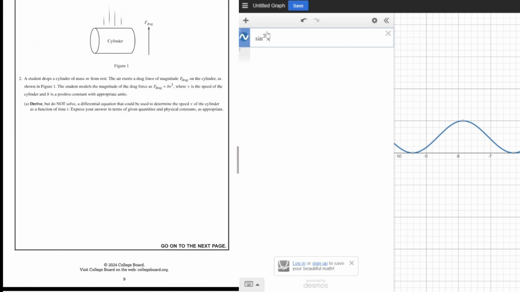Okay. So a student drops a cylinder of mass m from rest. The air exerts a drag force, F drag, on the cylinder as shown in figure 1. The student models the magnitude of the drag force as F drag equals b v squared, where v is the speed of the cylinder and b is a positive constant with appropriate units. Derive, but do not solve, a differential equation that could be used to determine the speed v of the cylinder as a function of time.